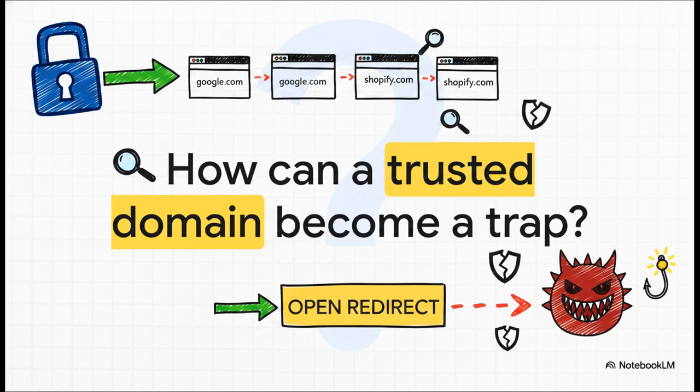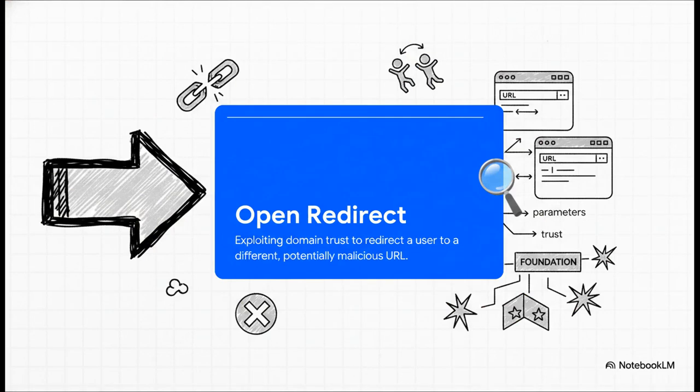The whole danger of an open redirect is that it hijacks a legitimate site's good reputation. Attackers use that trusted starting point to launch phishing campaigns or distribute malware. They're basically tricking users who think they're on a safe domain, when in reality they're being silently handed off to an attacker's server behind the scenes. Which brings us to the formal definition.